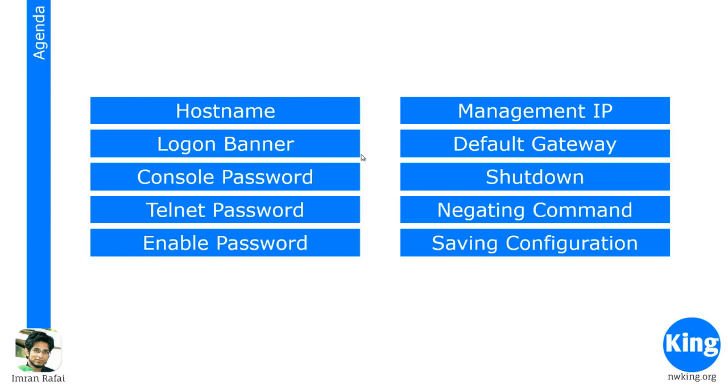Telnet password is again in line VTY 0 to 4. Enable password is again a global configuration command. Management IP, you need to go into the VLAN interface and give the IP address there. You should also remember to enable that interface, because by default that interface is shut down, so you need to do no shutdown to enable it. How do we set the default gateway? You do it from the global config, saying ip default-gateway, and you can give the gateway address. And finally, how do we save the configuration? You can do write, or you can do copy running config to startup config.